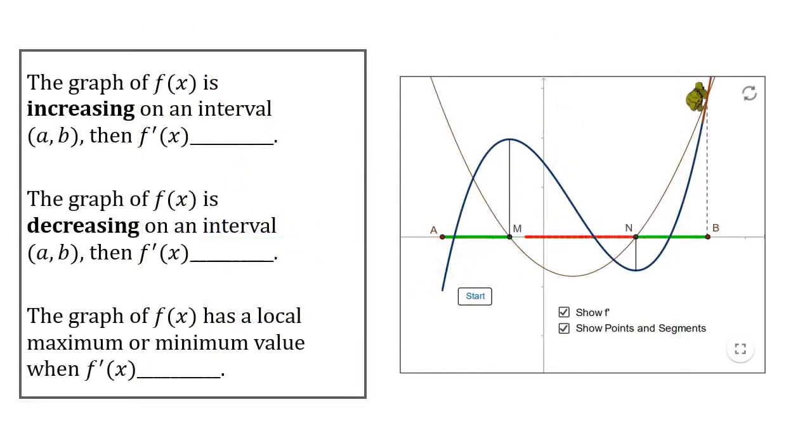Okay, so let's summarize this. The graph of f of x is increasing on an interval AB. If that's the case, then the first derivative is positive, so it's going to be greater than 0. If the graph of f of x is decreasing on an interval, then the first derivative is negative. And where we have a local maximum or minimum, again, we saw when that turtle was there, it had that slope of the tangent line, and that is a horizontal line, which means it is 0. So the first derivative of x equals 0 at those minimum and maximum values.